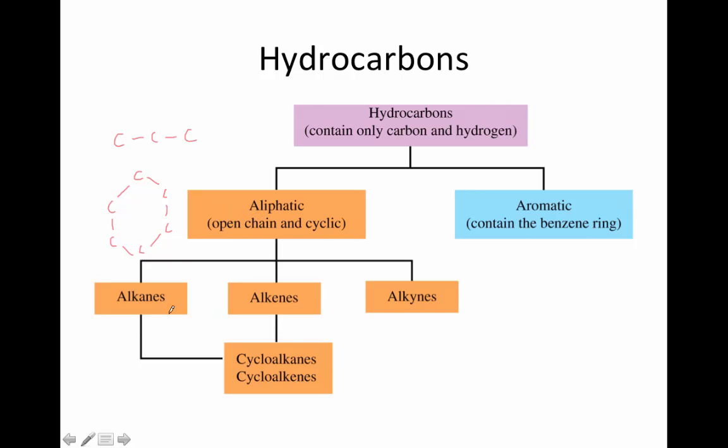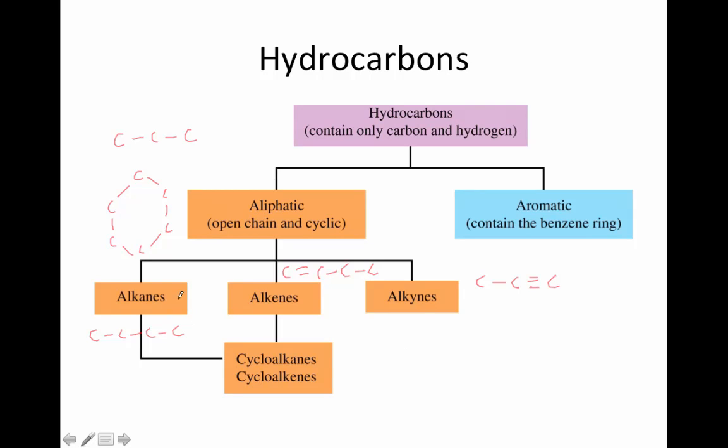And between the open chain and the cyclical, we have different categories. Alkanes contain all single bonds, and they are single bonded chains. Alkenes contain at least one or more double bonds, and an alkyne is a straight chained carbon in which there will be one or more triple bonds.